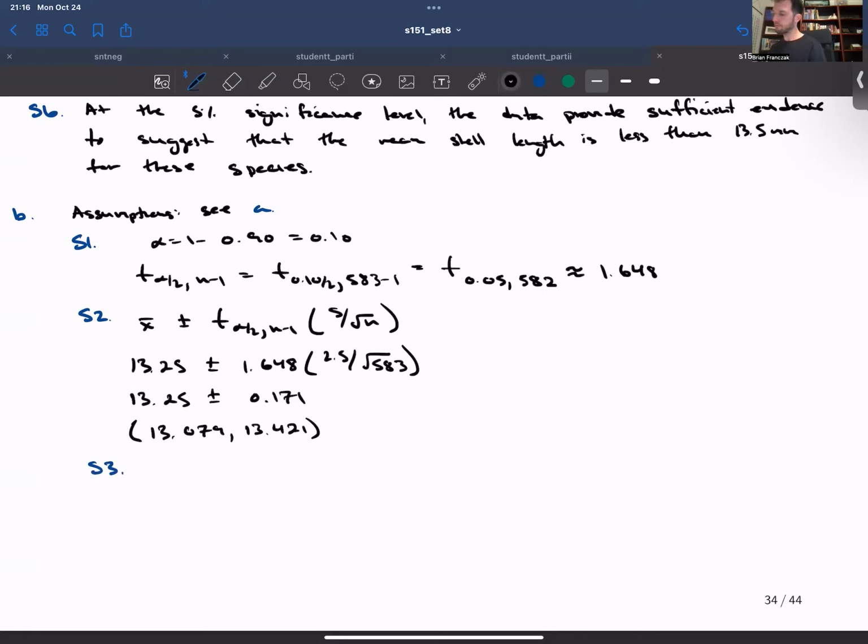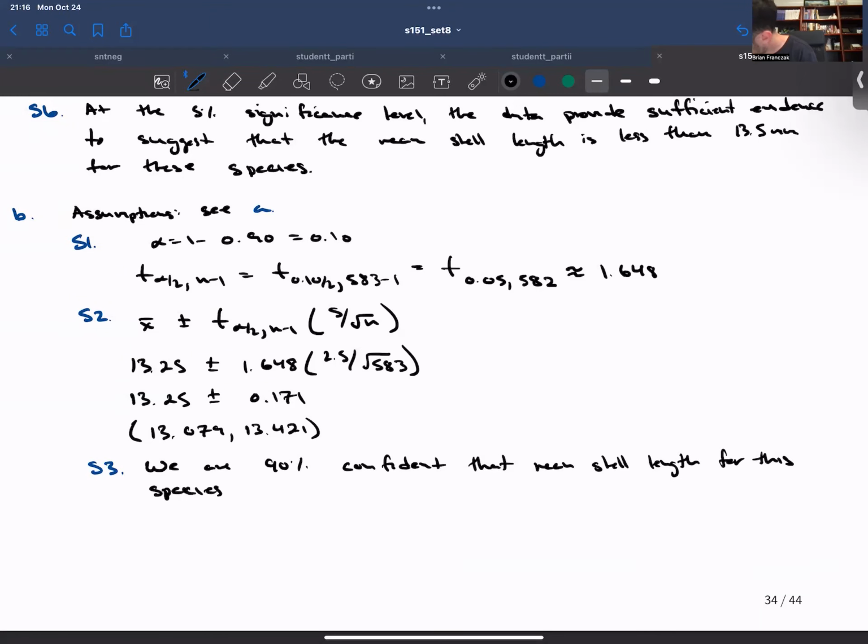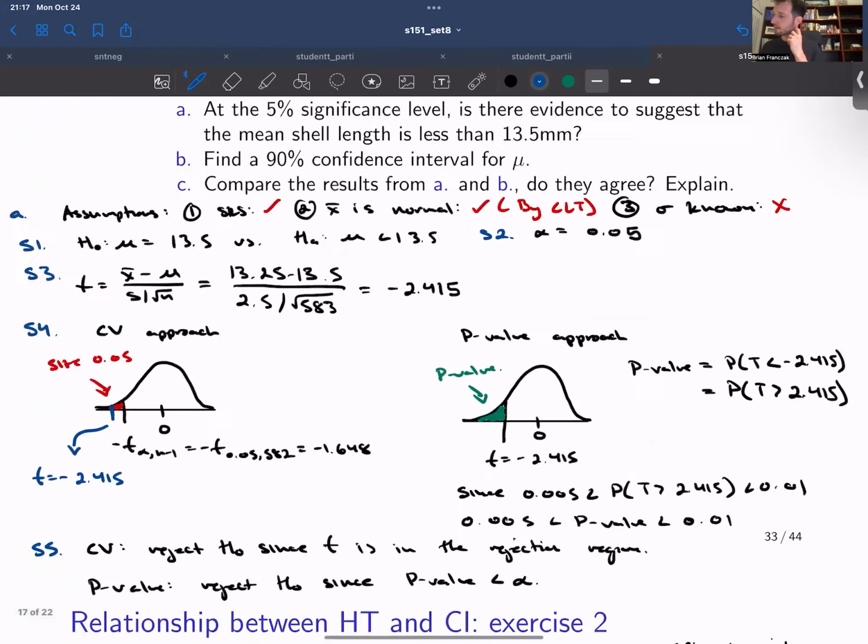Now we can conclude by saying we are 90% confident that the mean shell length for this species is between 13.079 and 13.421 millimeters.